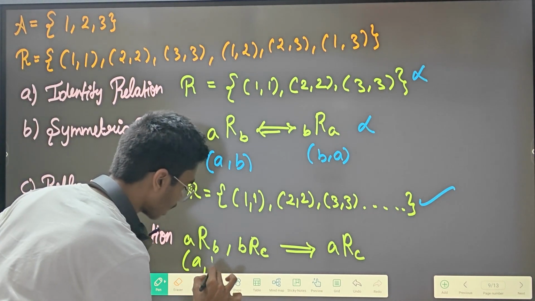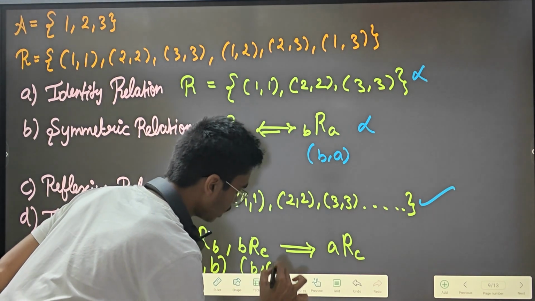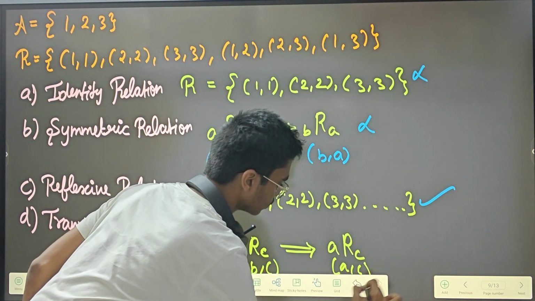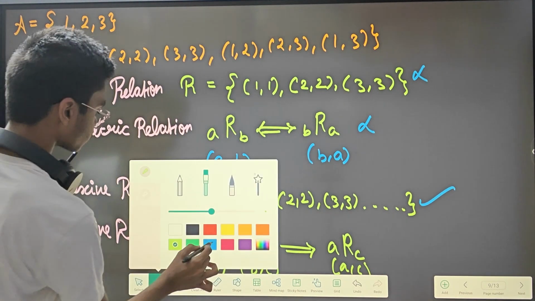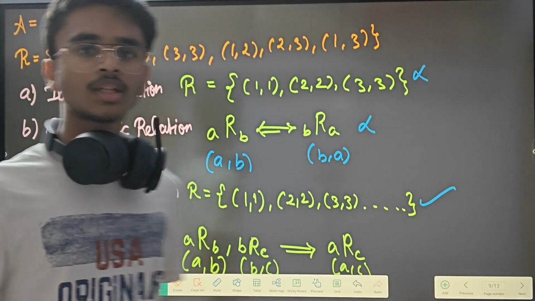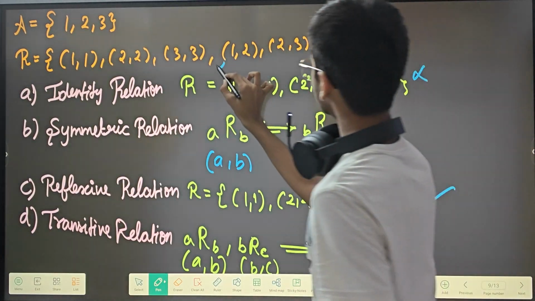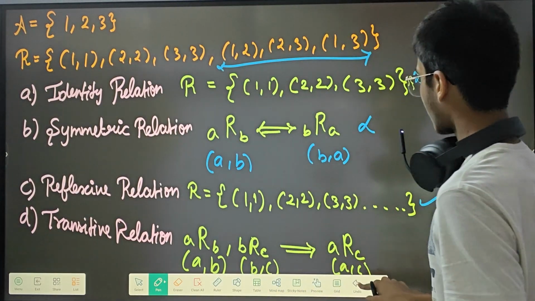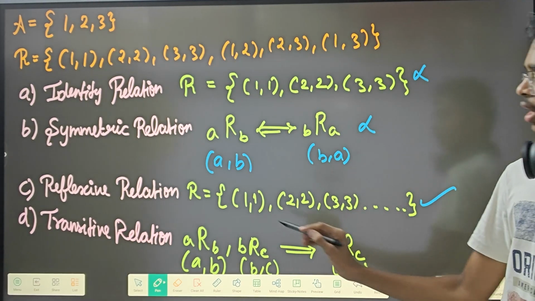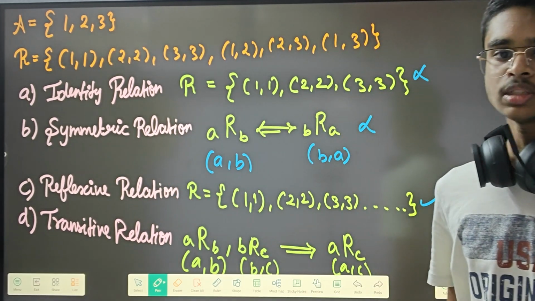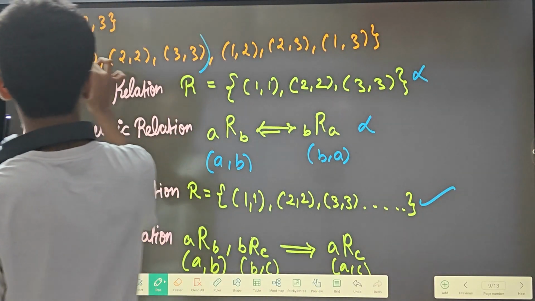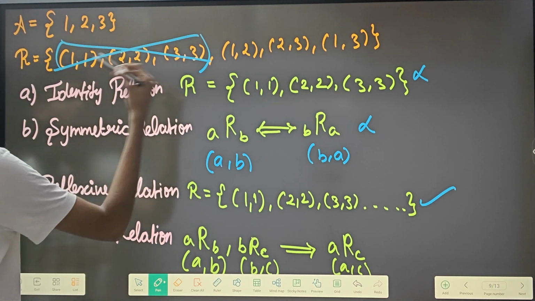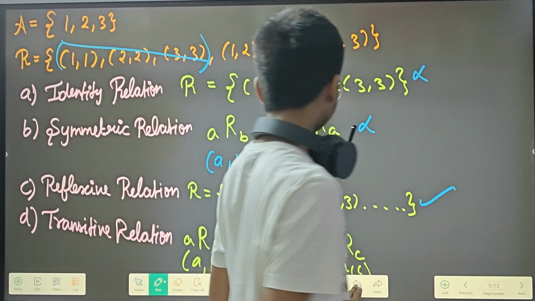If I'm writing now, it will be A comma B, here will be B comma C, then here will be A comma C. How will you check? Now we have got these 3 ordered pairs only, and as I said, for transitive and for reflexive you should not take this. These 3 you should never see. Only these 3 you have to check.